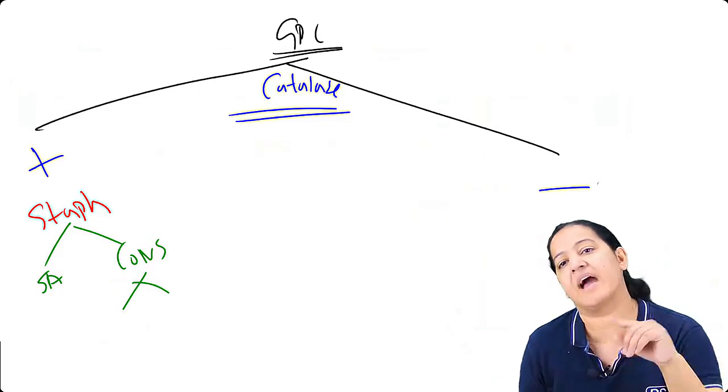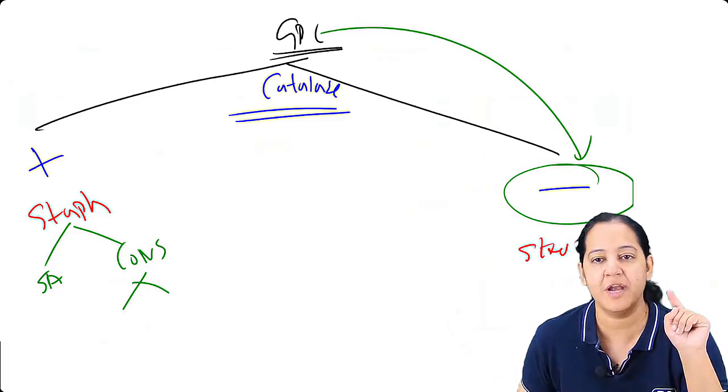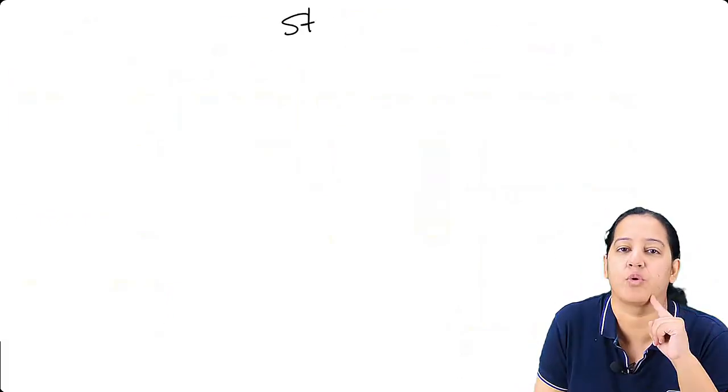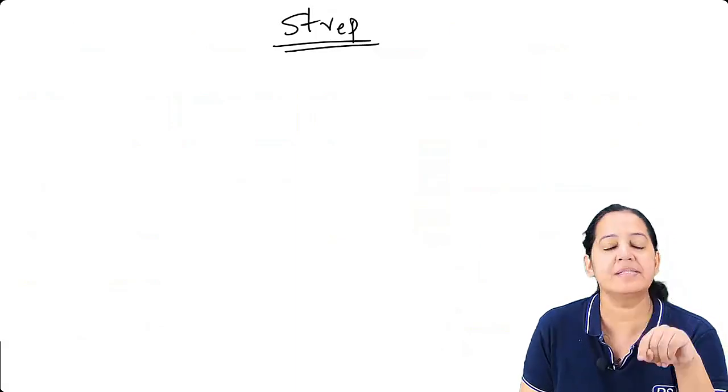Now I'm coming to catalase negative GPC. Catalase negative GPC is Streptococcus. So let me further classify Streptococcus. Let's start the classification of Streptococcus. Please look on your gadgets here on the screen.